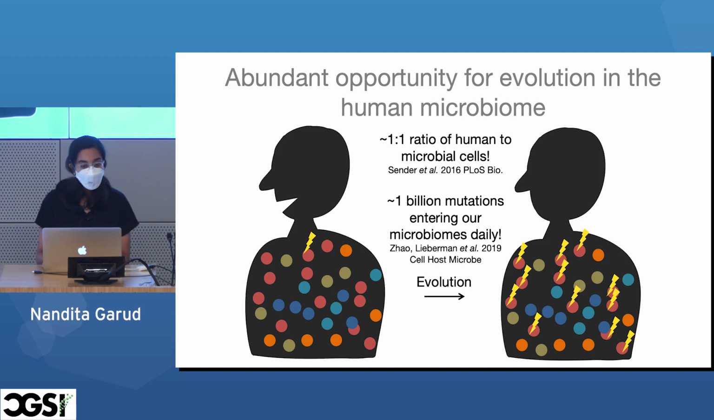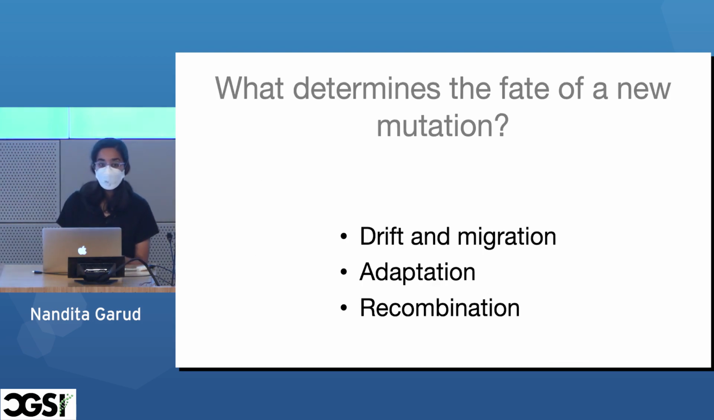So what happens to these new mutations that enter our microbiomes every day? What determines their fate? Well, we can look at population genetics as a way to understand the fate of these mutations. And in population genetics, for any population, we're thinking about drift and migration, adaptation, recombination. And these are the very forces that operate inside of our gut as well. But why should we care about the fate of these mutations?